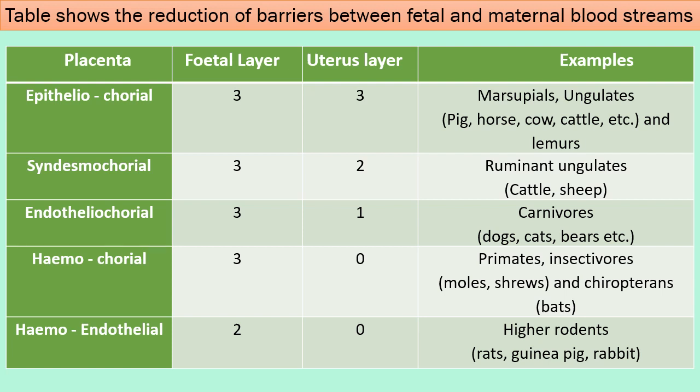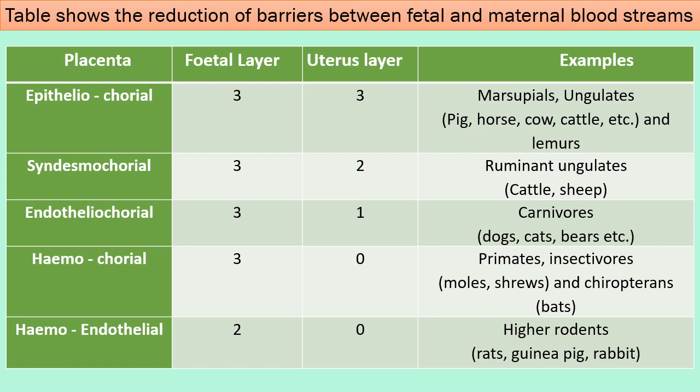This table shows a gradual reduction of placental barriers between fetal and maternal bloodstreams. In epitheliochorial placenta, there exist three fetal layers and three uterine layers. Therefore, it is 6. In syndesmochorial placenta, there exist three fetal layers and two uterine layers. Therefore, it is 5. In endotheliochorial placenta, there exist three fetal layers and a single uterine layer.